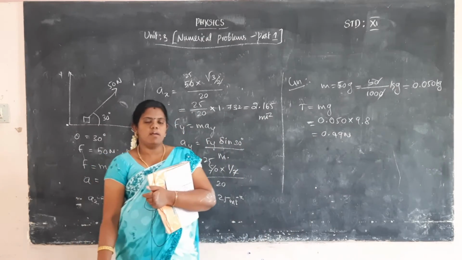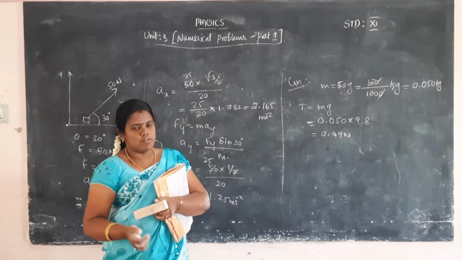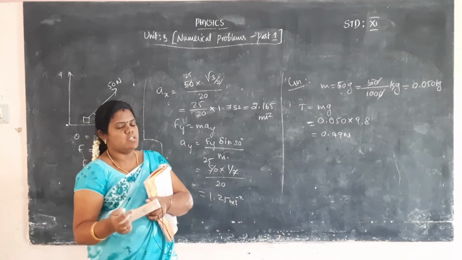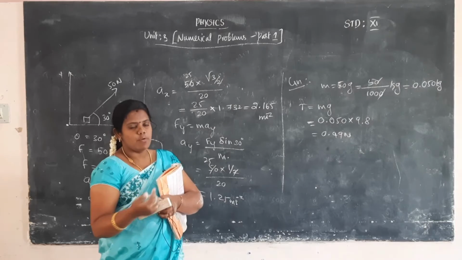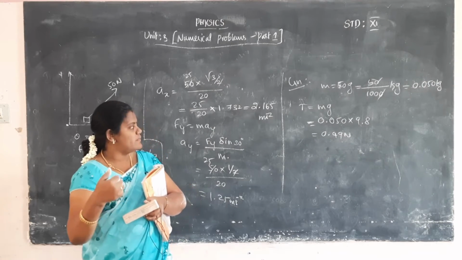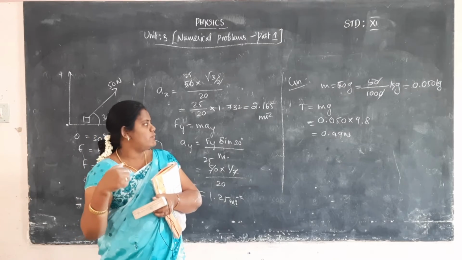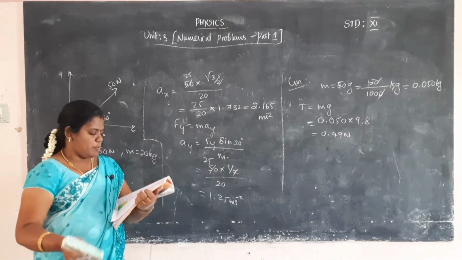How did you calculate it? Normally we take the tension formula. Tension T is equal to m into g. Substitute the m value. The m value is given in gram format. You have to convert it to kilogram format and then multiply with 9.8. So 0.49 Newton. Okay, this is the second problem answer.